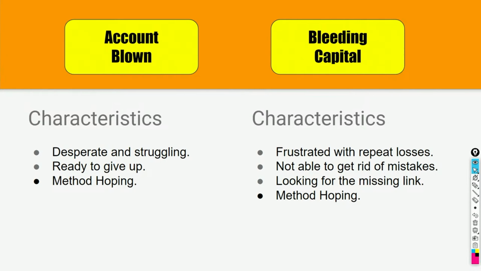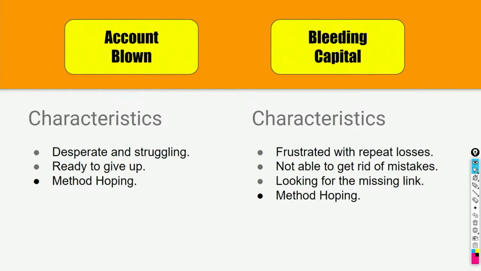You are method hopping. I think I missed a P here, it should be double P, but it's not method hopping, it's method hopping. What it means is that you are trying to move from one method to another. You believe price action is not good, let me try indicators. Indicators are not good, let me try Elliott wave. Elliott wave is not good, let me try harmonics. And maybe now you have come to me because you want to try market profile or some similar tool. That is what happens when you are desperate, struggling, and have no idea what you are doing.